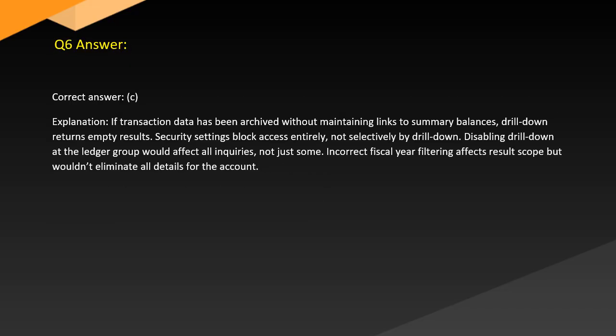Answer. Correct answer: C. Explanation. If transaction data has been archived without maintaining links to summary balances, drill down returns empty results. Security settings block access entirely, not selectively by drill down. Disabling drill down at the ledger group would affect all inquiries, not just some. Incorrect fiscal year filtering affects result scope but wouldn't eliminate all details for the account.